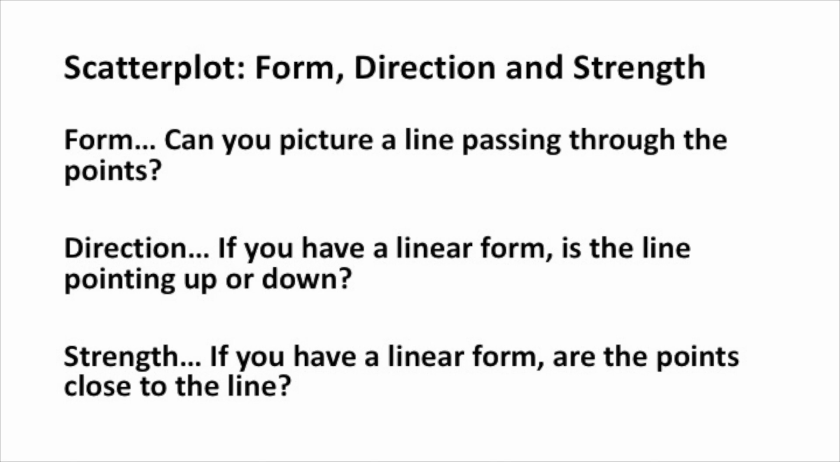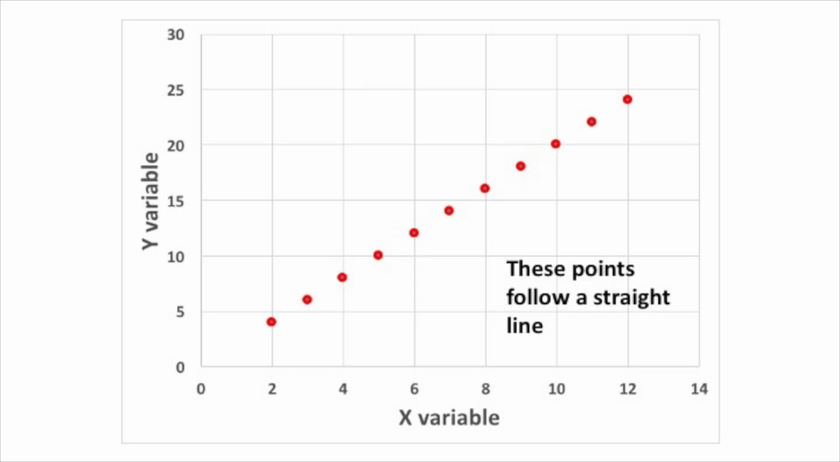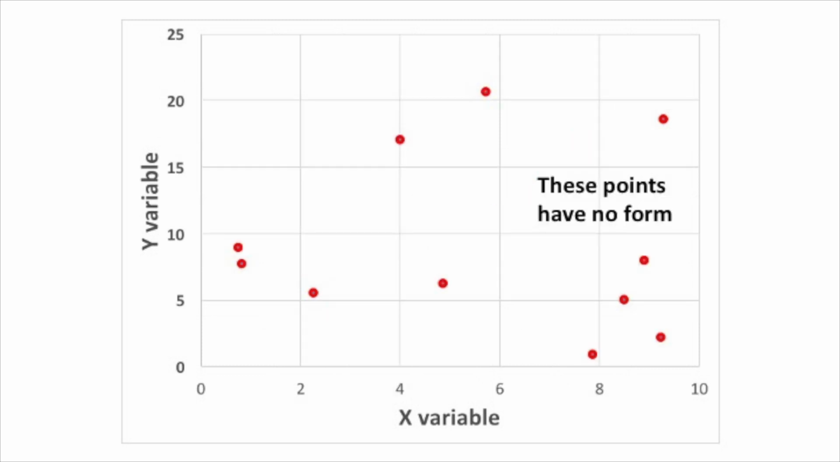The third characteristic of a scatter plot that we're interested in is its strength. So if you have a linear form, the question is, are the points close to the line? If the points are close to the line, you have a strong relationship. If they're far removed from the line, it's a much weaker relationship. Here's an example of a scatter plot where the points actually follow a straight line. So here the relationship is as strong as it gets. Here's another scatter plot where these points really have no form, so the relationship is very weak.